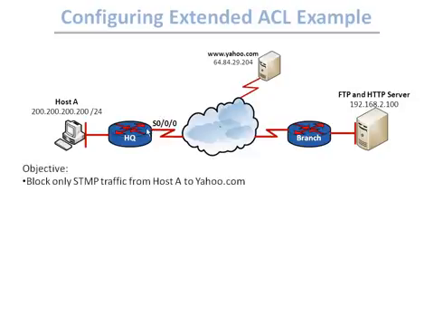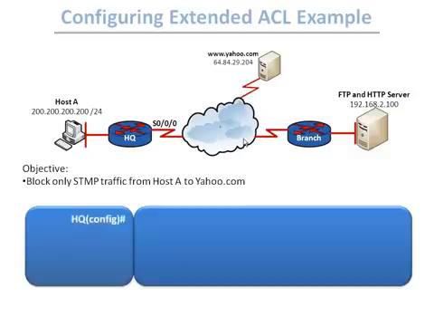Now, if we have this diagram also to see how we can use an extended access list, let's say we want to block only SMTP traffic that is coming from host A and is going to the Yahoo server. So what can we do? Well, we can go into global configuration mode and type ip access-list extended and then the name. I'm going to choose the name Yahoo again.